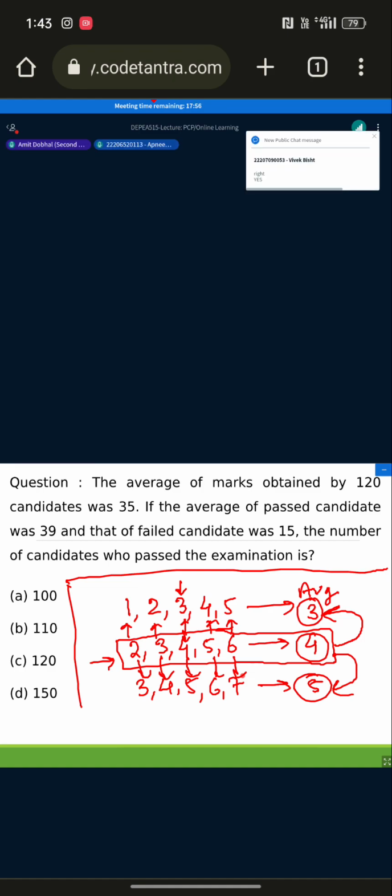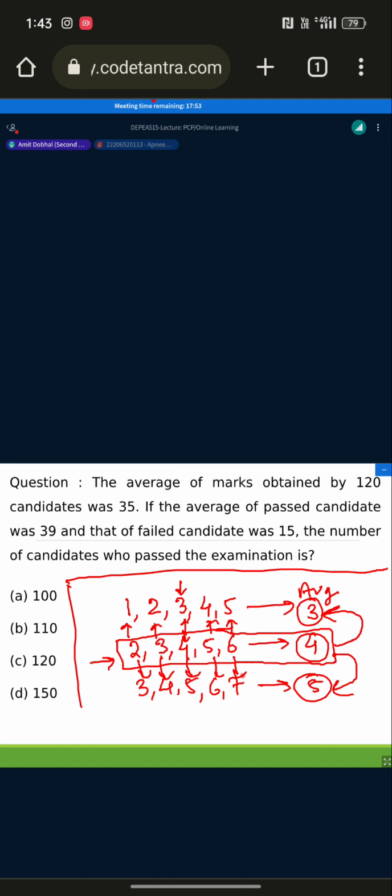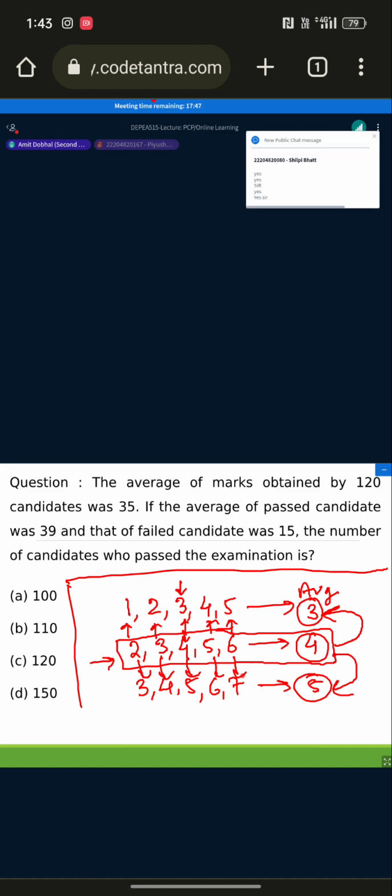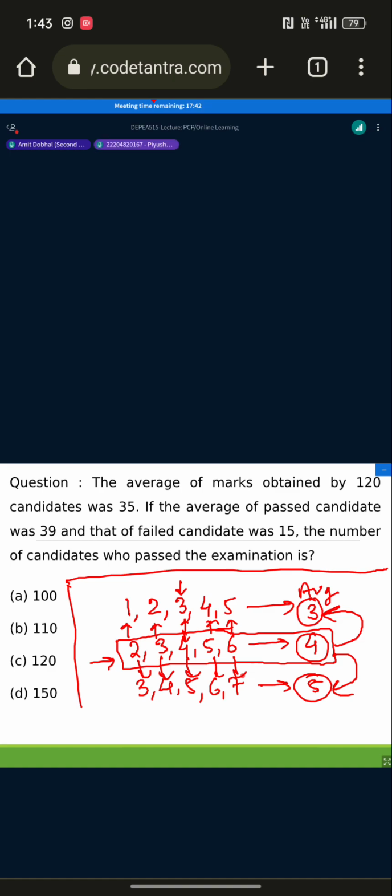I hope you are able to see it. So this is your first concept. If the average is increased by 1, we can assume each one of the members is also increased by 1. And if the average is decreased by 1, each one of the members is also decreased by 1. Or vice versa. If I say each one of the members is increased by 1, it means the average is increased by 1.